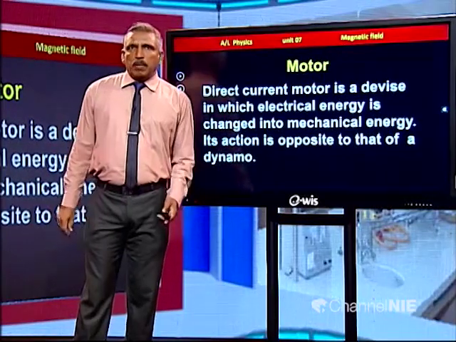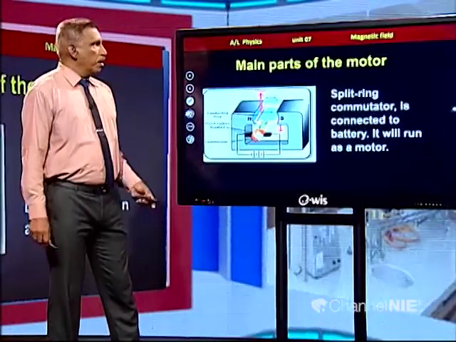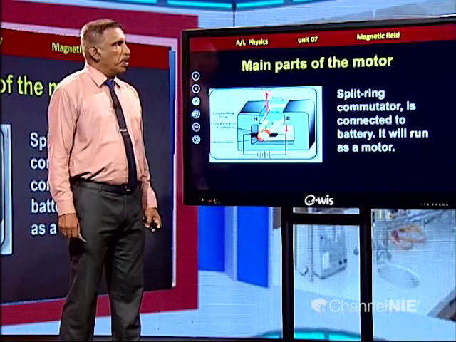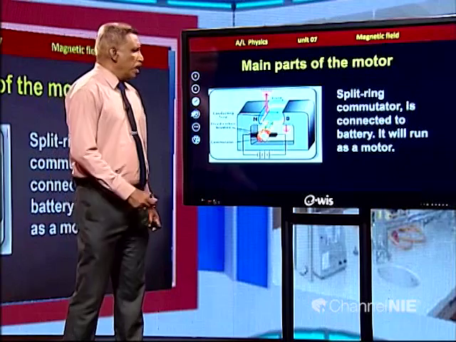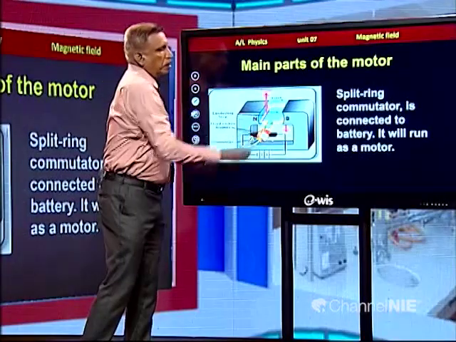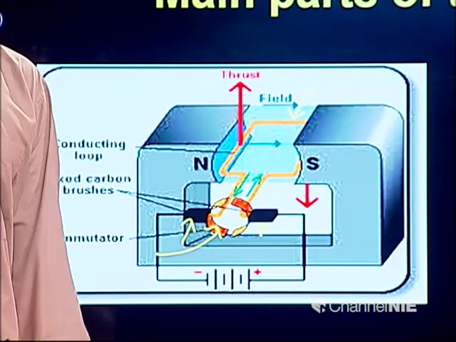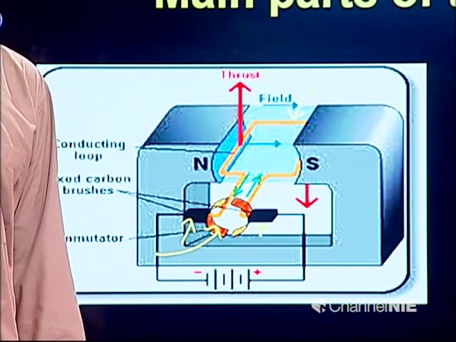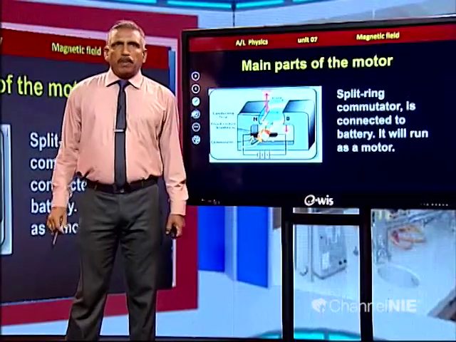Now see the motor parts. Here are the main parts of the motor. This one is a carbon brush. Two brushes there, this one and this one, are two carbon brushes. And this one is a commutator, the field rings. And this one is a conducting loop. So these are the main parts of this motor.